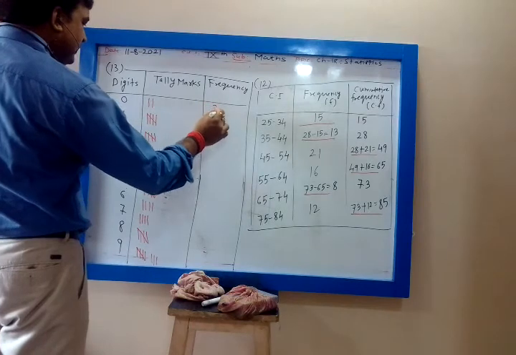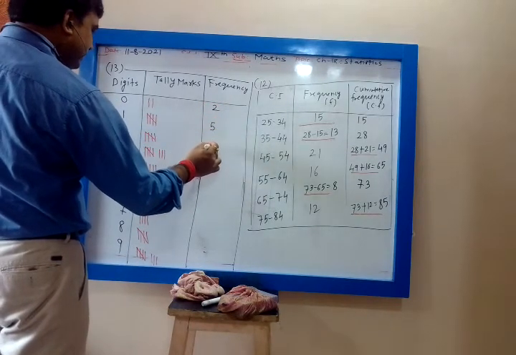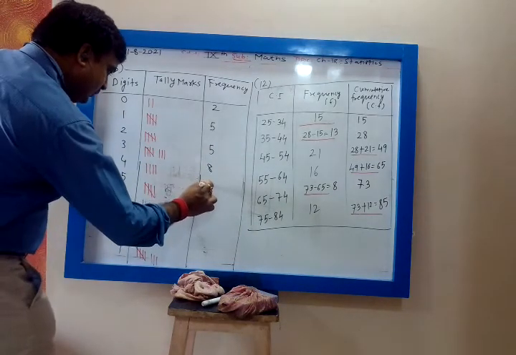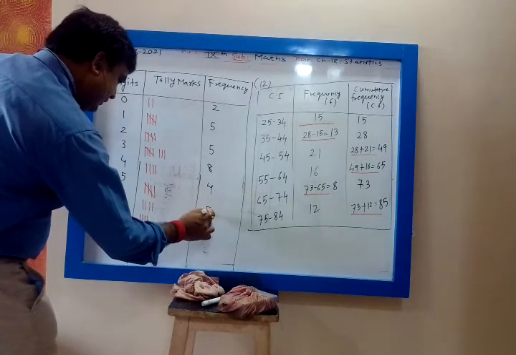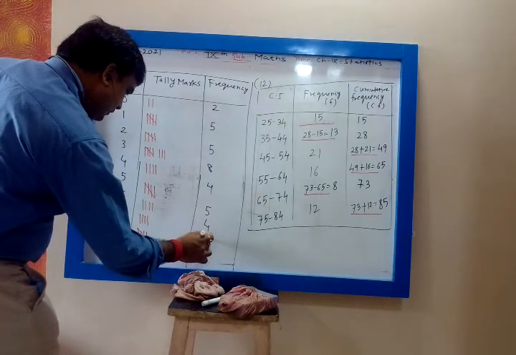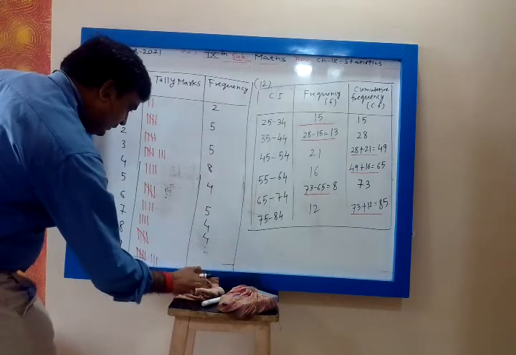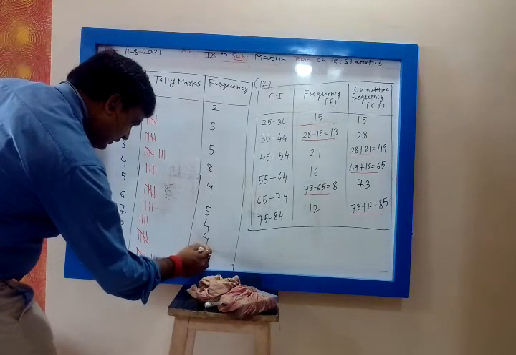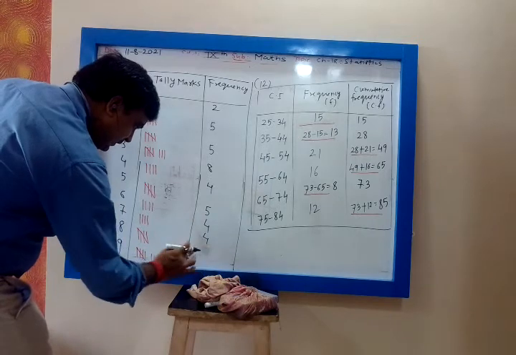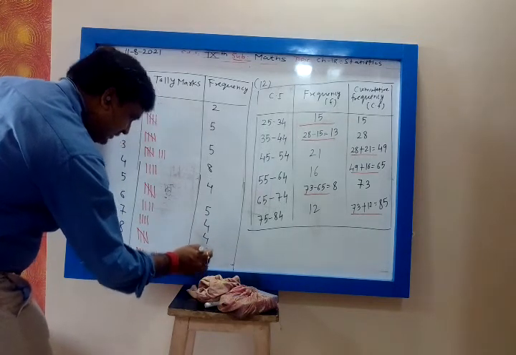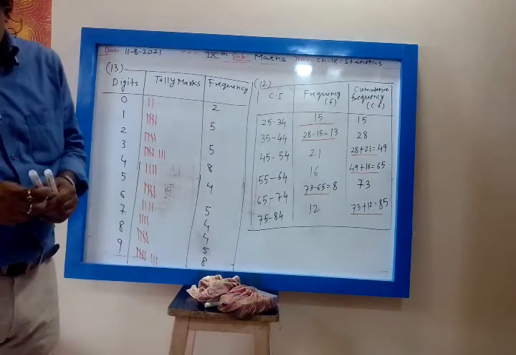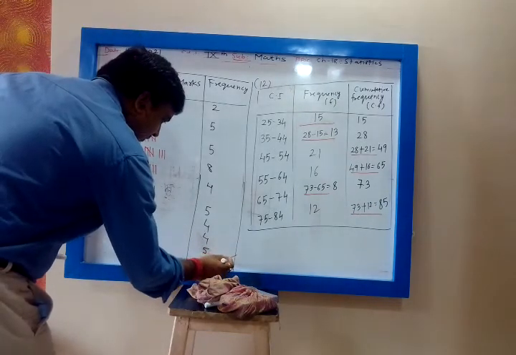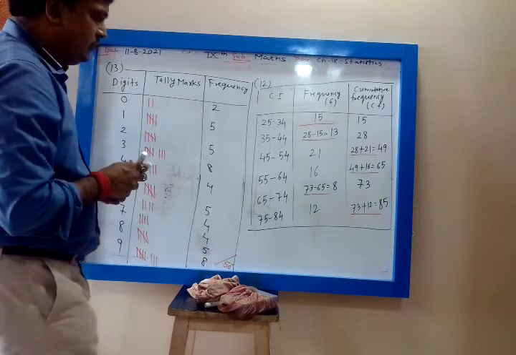2, 5, then 5, then 8, 5 plus 3, 8, 4, then 5, 4, 4, 5. Now the last one is 8. Just count how many are there. That is the number of digits you should get: 50. So total is 50. Now what is asked in the question?